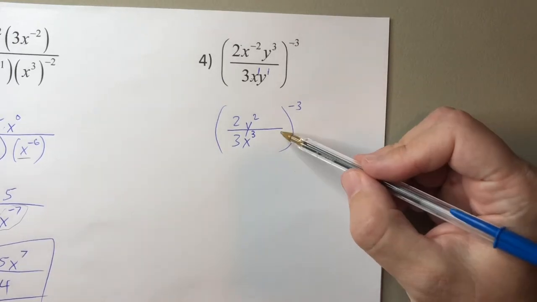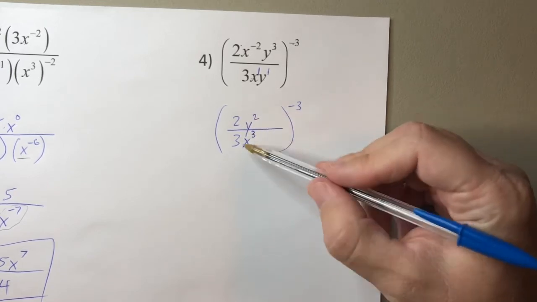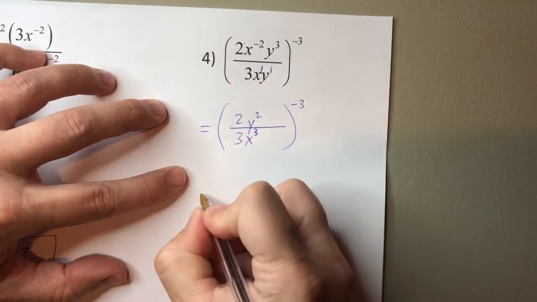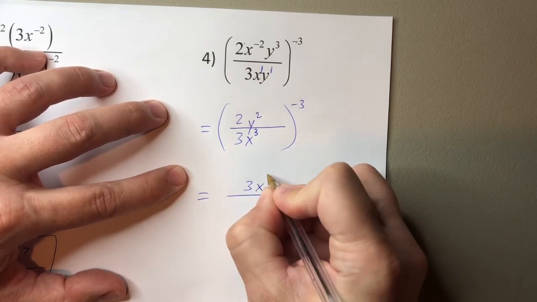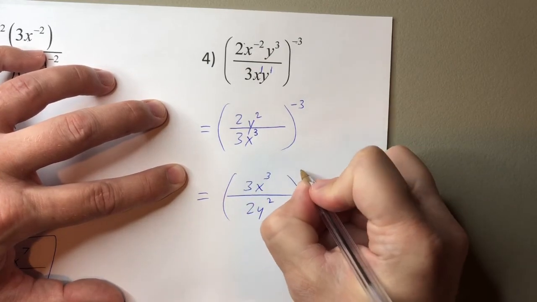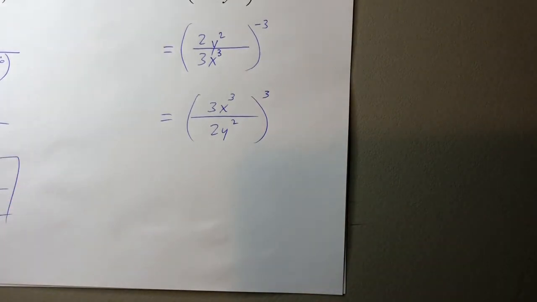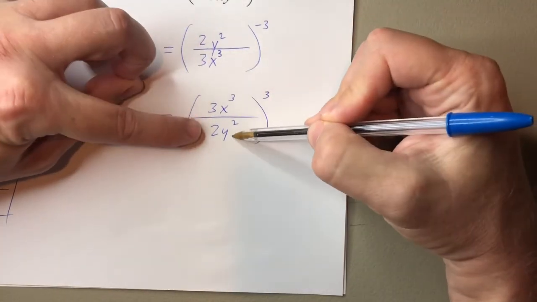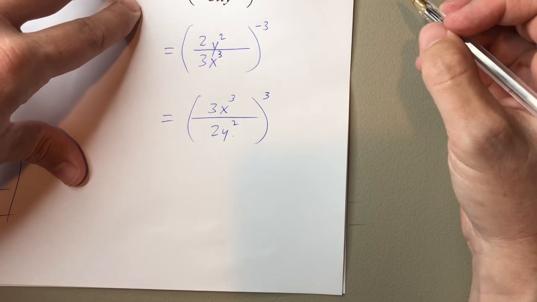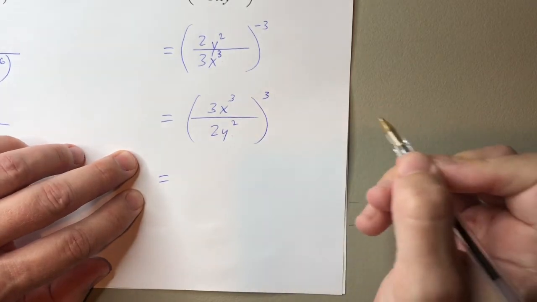At this point, I tell you what, I'm just going to do one thing at this point. What one thing could I do if this entire quotient is being raised to a negative 3? Well, here's what I could do. I could rewrite this as 3x cubed all over 2y squared to the what? To the positive 3. That's what a negative exponent does to the base. It inverts it. So everything that was on top is now on the bottom. Everything that was on the bottom is now on the top. Now what are we going to do? Well, in essence, we're going to be distributing this exponent through every single part that makes up this quotient.